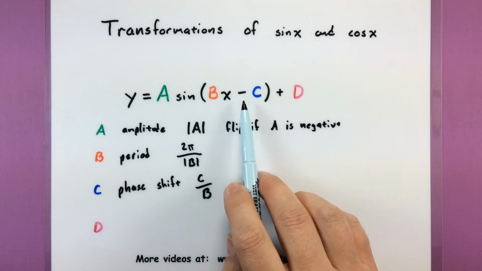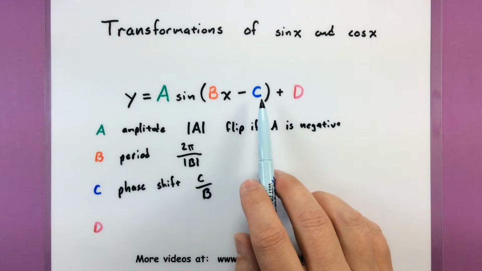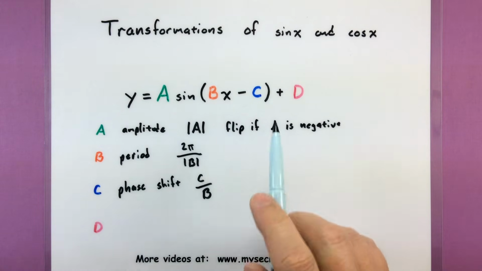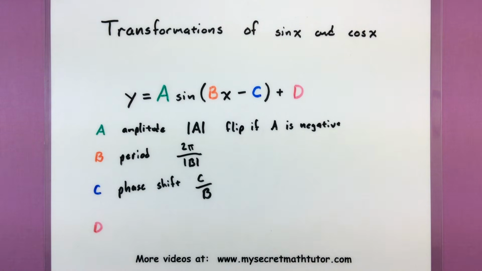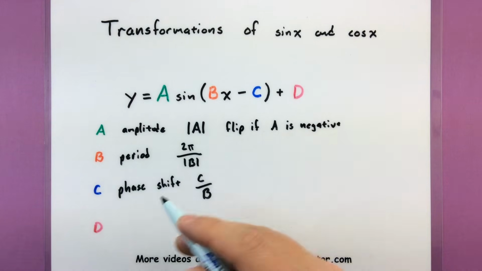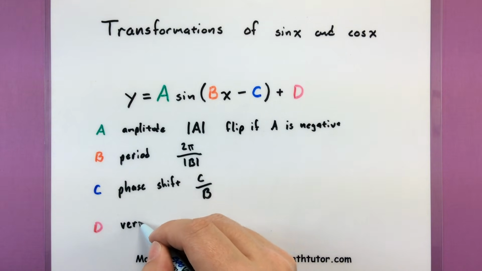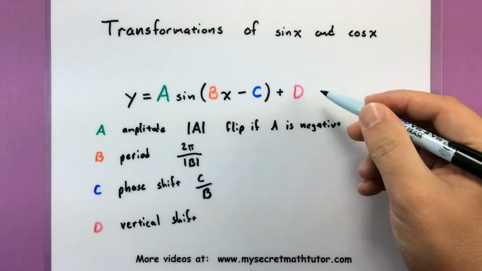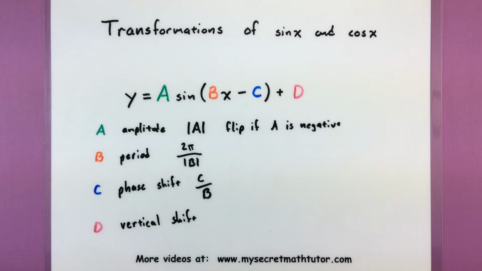Also know that there's a negative sign in here, so if this value is already negative, then we're getting information of whether it shifted to the right. If this value is a positive value, then we have information of how it shifted off to the left. All right, on to D. D is for our vertical shift. So this is telling us how far up or down the graph has been moved, and this is just the value of D itself.